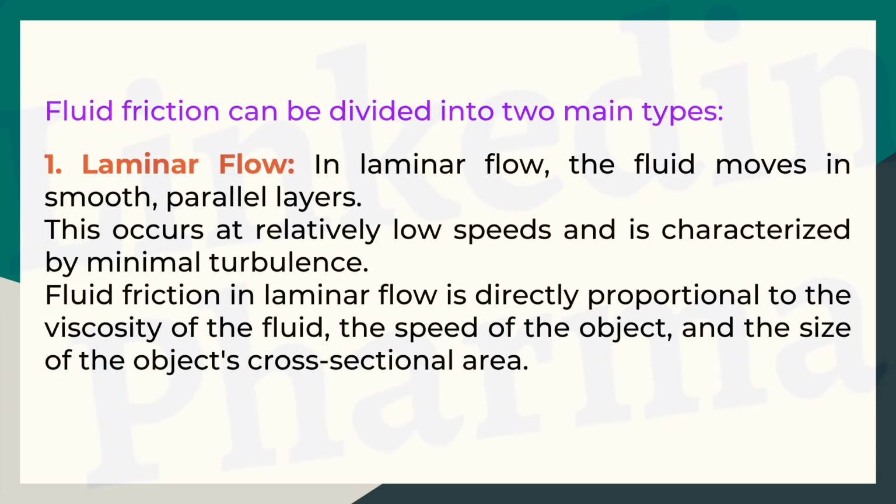Fluid friction can be divided into two main types. 1. Laminar flow. In laminar flow, the fluid moves in smooth, parallel layers. This occurs at relatively low speeds and is characterized by minimal turbulence. Fluid friction in laminar flow is directly proportional to the viscosity of the fluid, the speed of the object, and the size of the object's cross-sectional area.